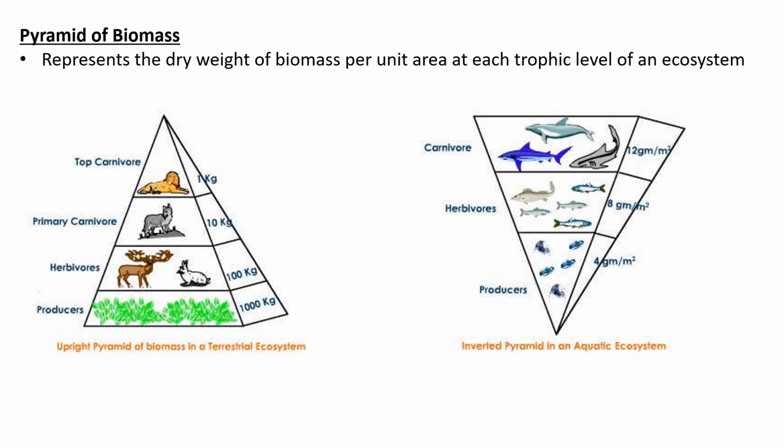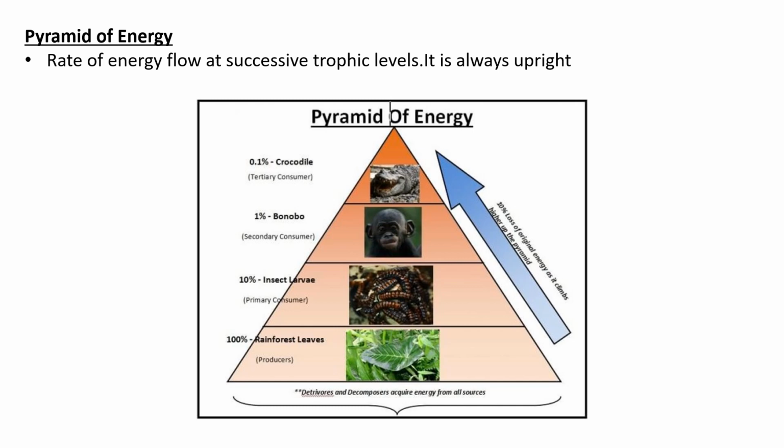The third and final one is the pyramid of energy. The pyramid of energy is always an upright pyramid for all the ecosystems.